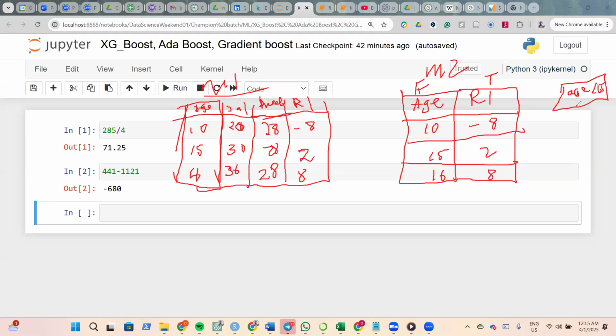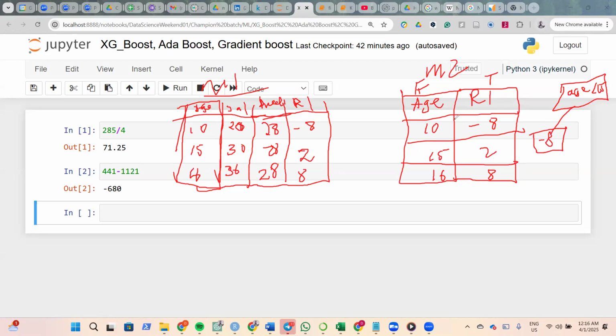That means everything less than 15 is going to come this way. And how many H's are less than 15? It's only one H that is less than 15. And what's the target value for that H? It's negative 8, right? So here I'm going to have negative 8.